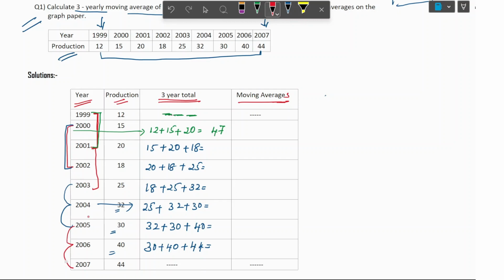Next one, 40, 44, but only two values remain, right? Therefore, here we can stop. Since we started with 1999, the starting line, that is against 1999, is blank.